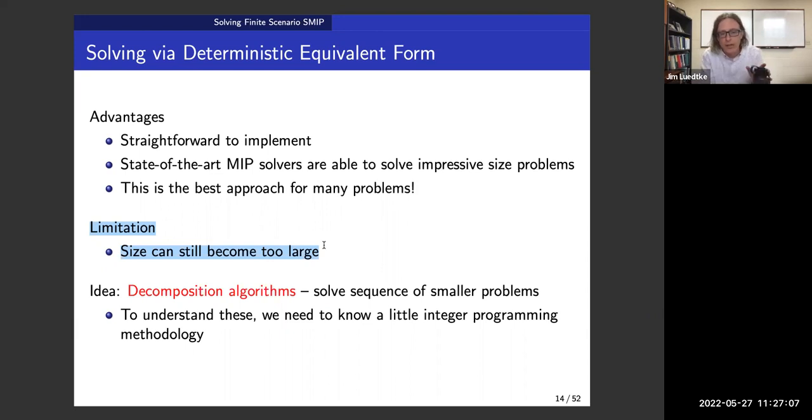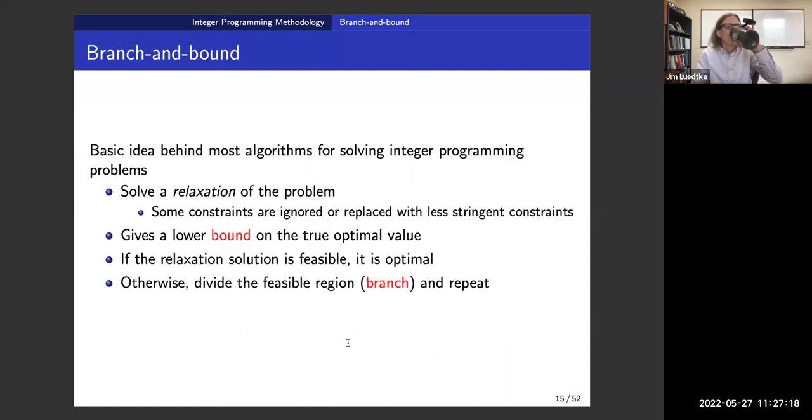Okay, so to understand these decomposition algorithms for stochastic integer programming, we're going to have to review very quickly a little bit of integer programming methodology. This is going to be just a quick review for people who have seen it. If you haven't seen these types of things before, it's certainly not going to be an adequate introduction to the topic, but hopefully it's enough to give you a feel for the types of things that are important as we talk about stochastic integer programming.